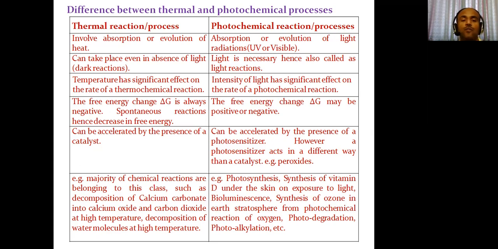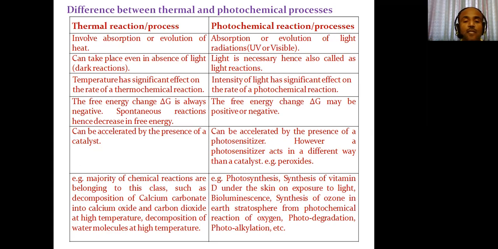Thermal reactions can take place even in absence of light. Therefore, these reactions are also called dark reactions. While for photochemical reactions, light is necessary. Hence, these reactions are also called light reactions.